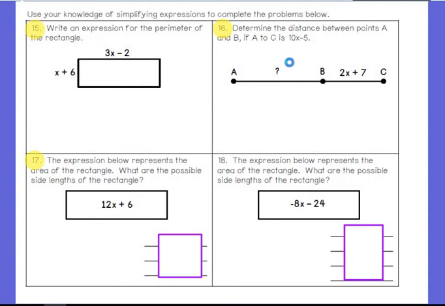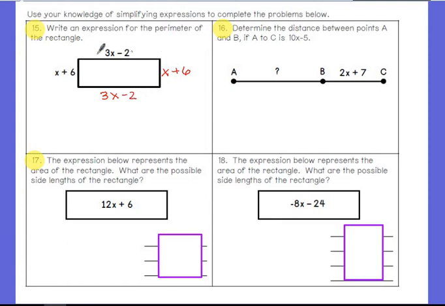Alright, 15 says, write an expression for the perimeter of the rectangle. Well, if you remember, perimeter is adding up all your sides. They only gave me 2 side lengths. Well, I know this side length has to be the same as this side length because rectangles have matching sides, so I know this is x plus 6. And I know this one has to be 3x minus 2.